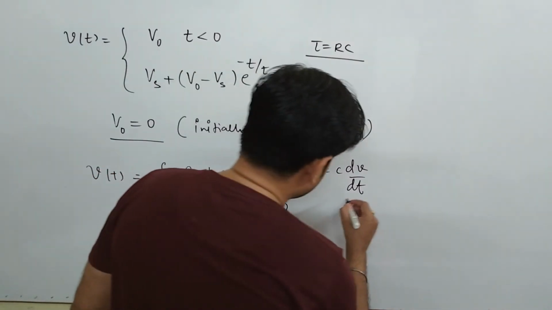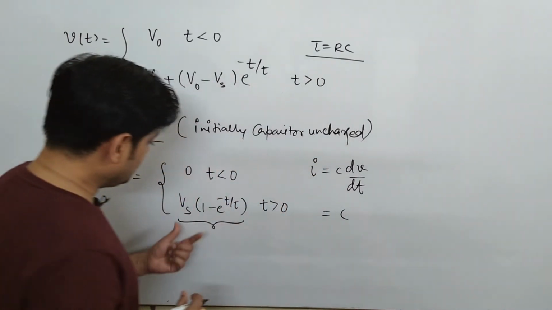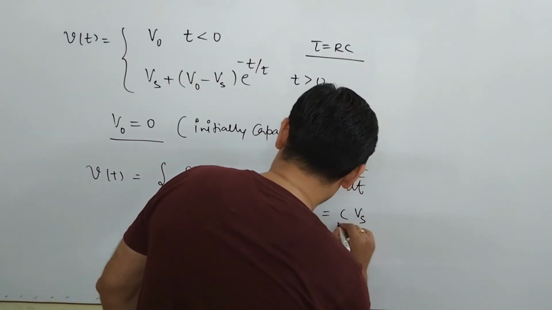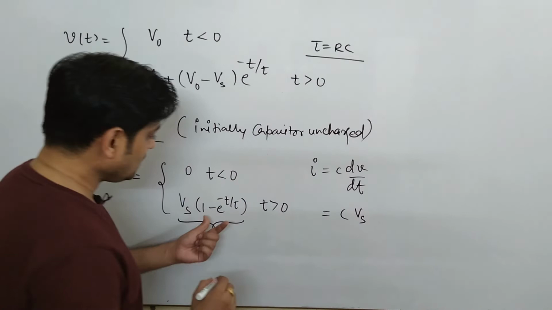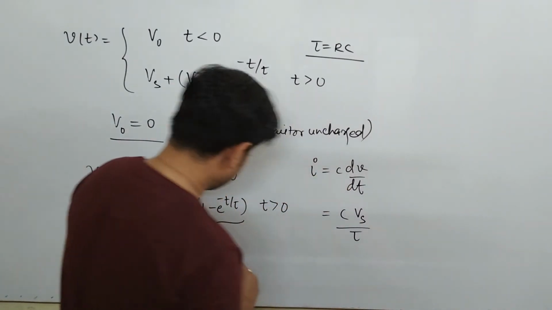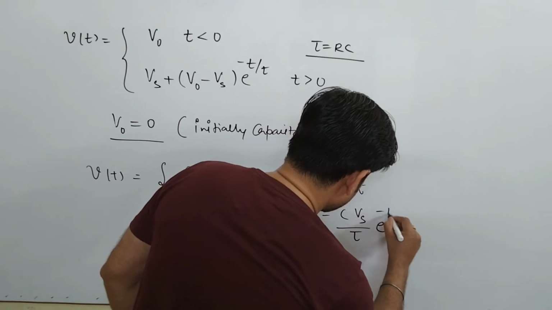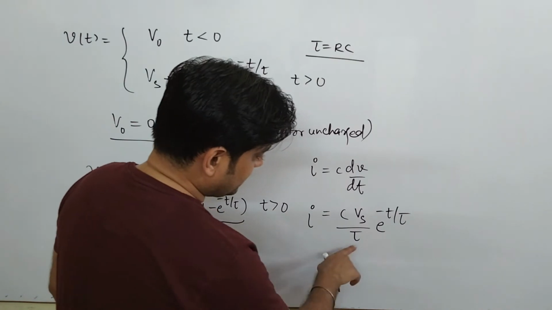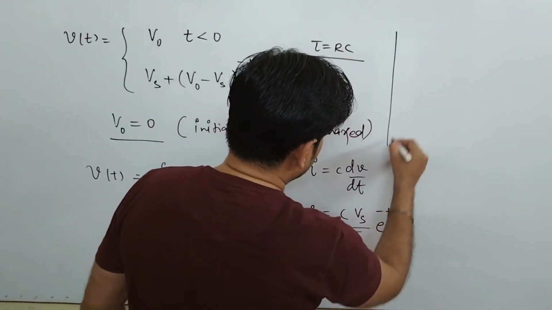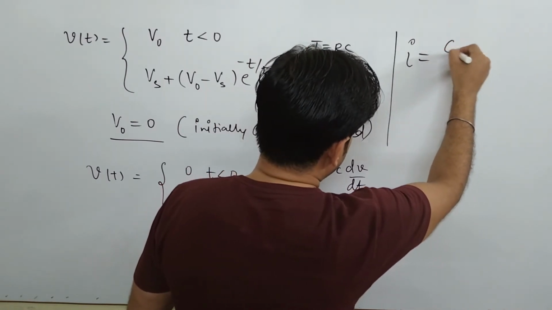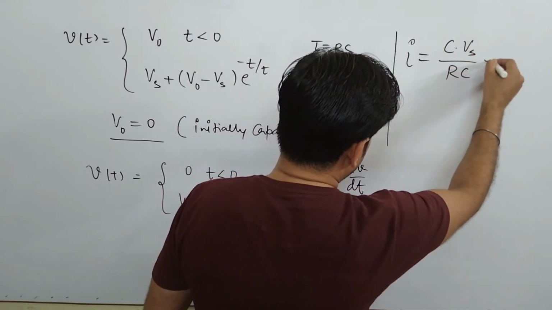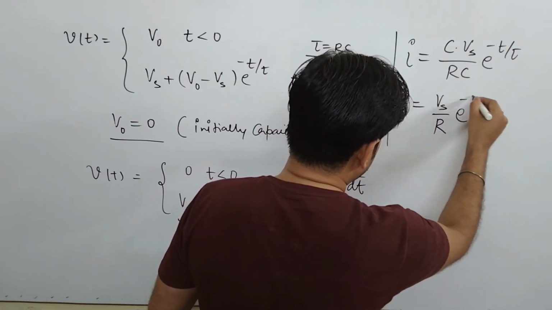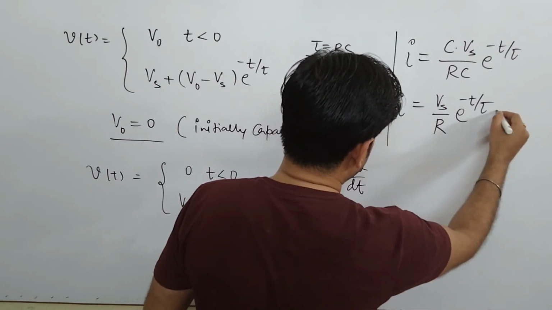If I am differentiating this voltage, it comes to be C into Vs, which is a constant, and once you differentiate it, it comes to be 1 by tau times e to the power minus t by tau. The value of tau is RC. When you put the value of tau as RC, the current I comes to be C into Vs upon RC e to the power minus t by tau, or you can say Vs upon R e to the power minus t by tau in amperes.